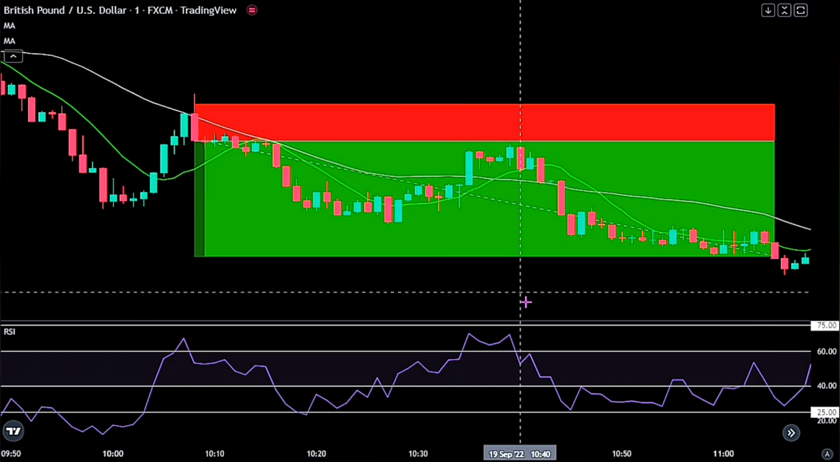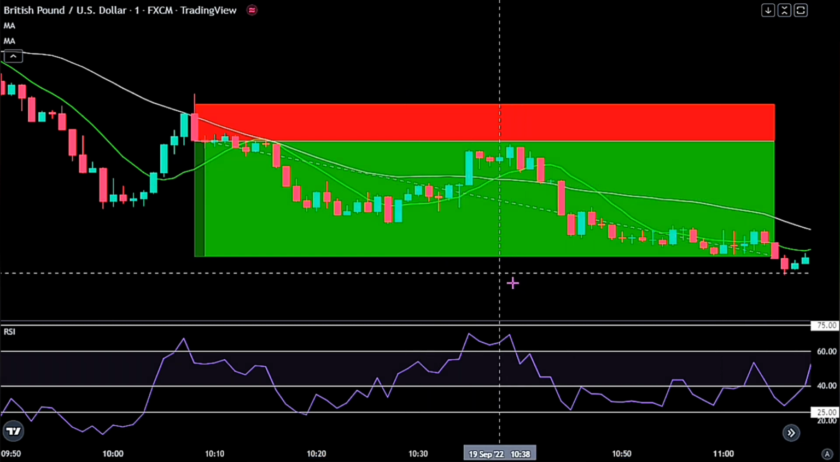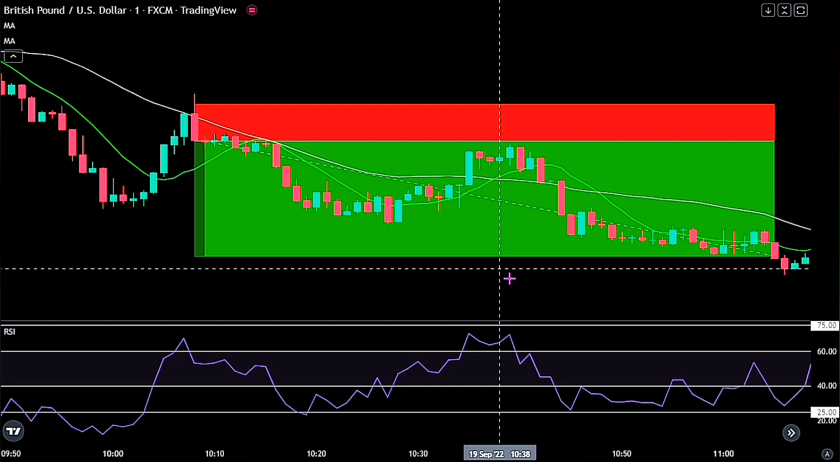Now let's go over a few more examples to better understand our strategy before we backtest the strategy, and also rank it on our spreadsheet for better comparison.